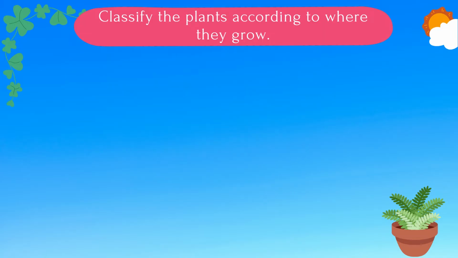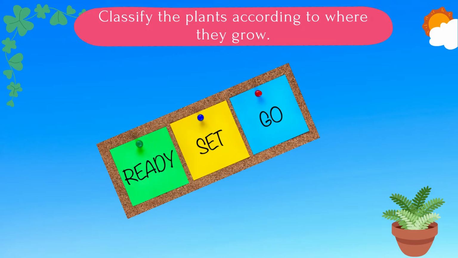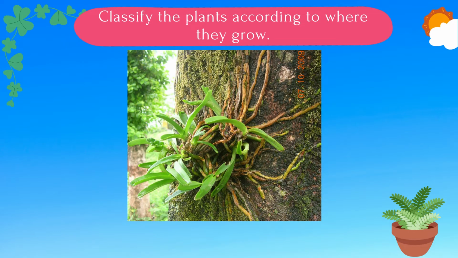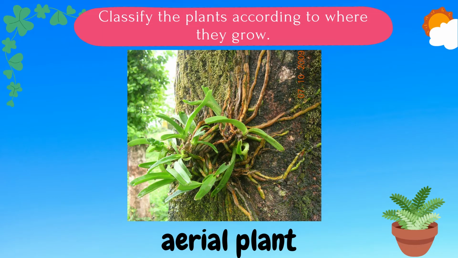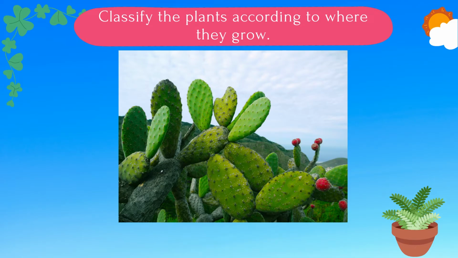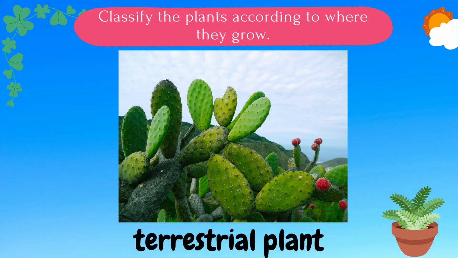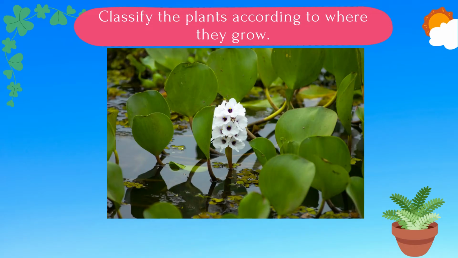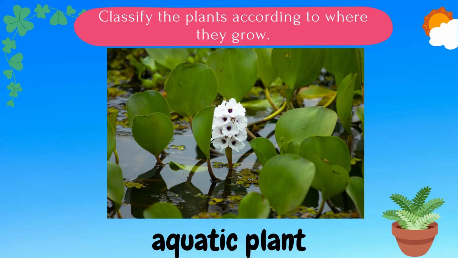Now, for your next activity, take a closer look at the pictures, then classify the plants according to where they grow. Are you all ready? What is the first one? That's correct. It's aerial plant or AEP. How about the next one? You got it. It's TP or the terrestrial plants. Next we have... Good job!